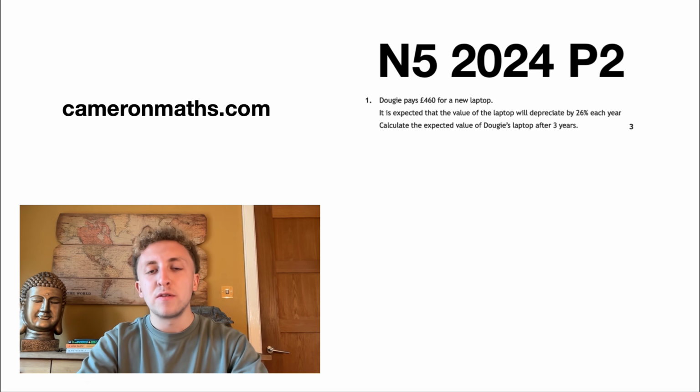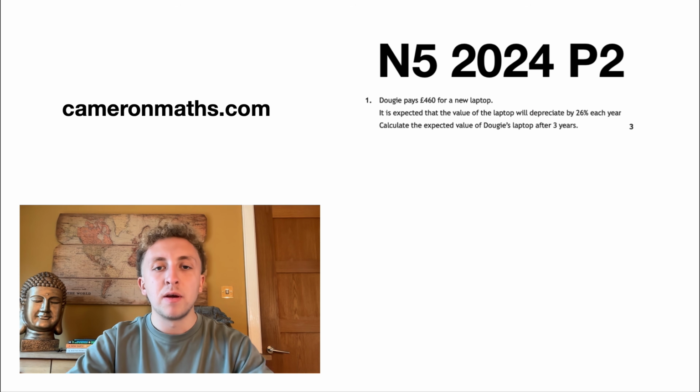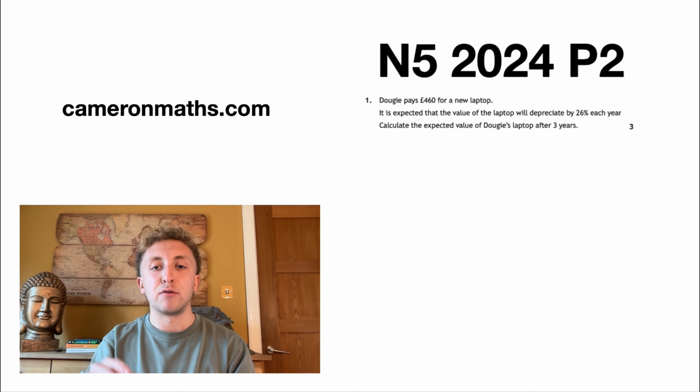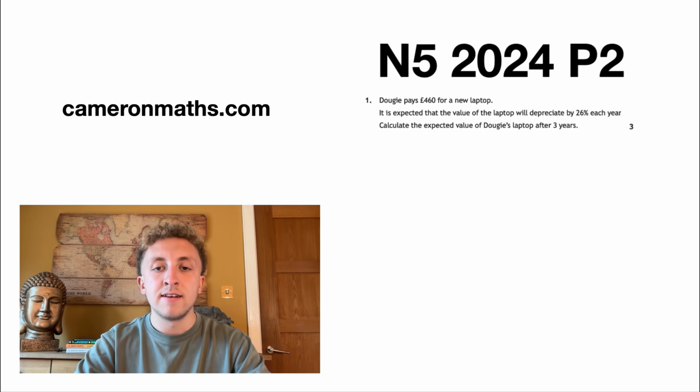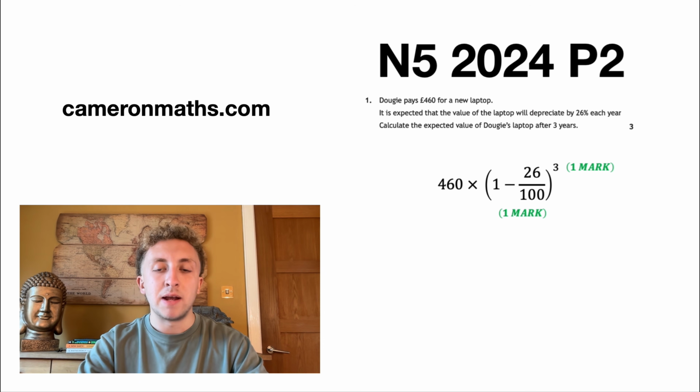Okay, in the first question of the paper, we're told that Dougie pays £460 for a new laptop, and the value of that laptop is going to fall by 26% each year, and they want us to calculate the expected value of the laptop after 3 years. What we need to do is take that original amount, 460, and multiply it by 1 minus 26 over 100 to the power of 3.